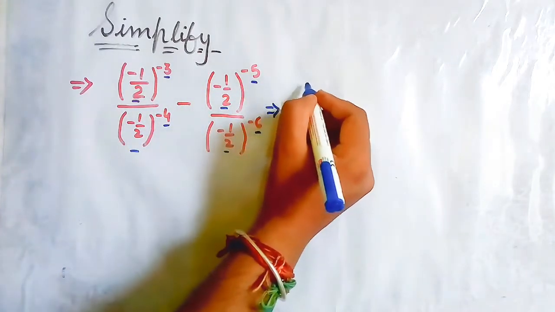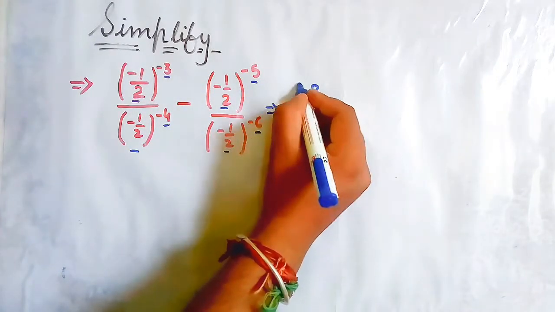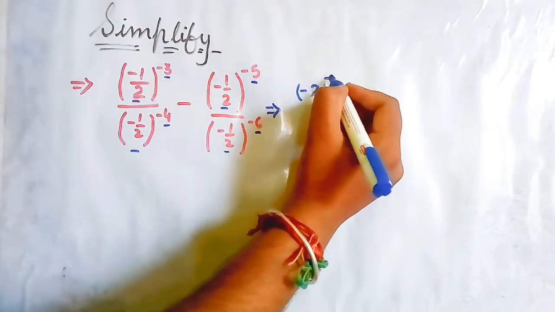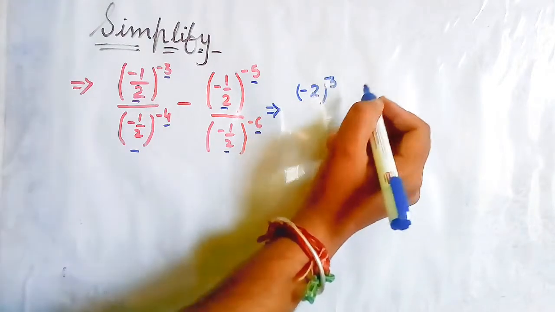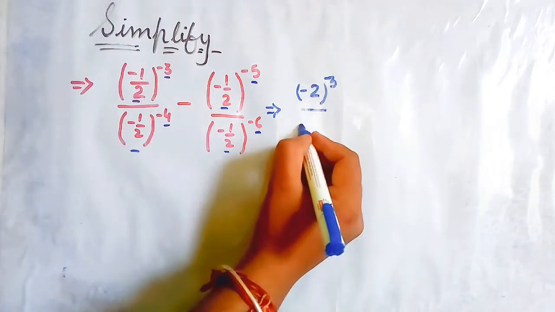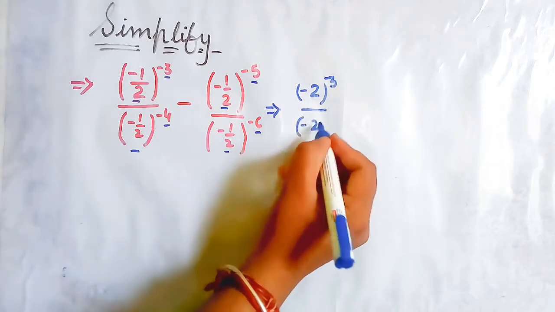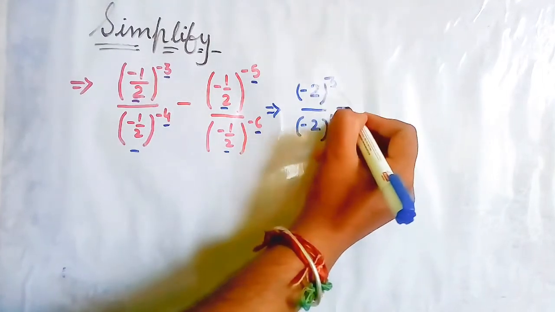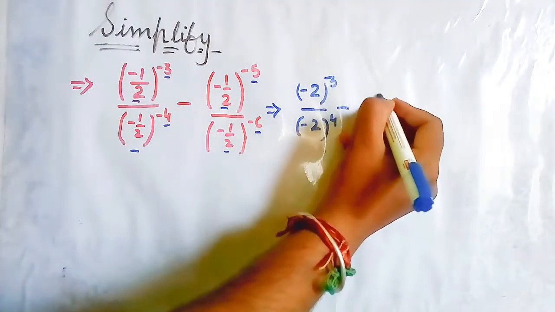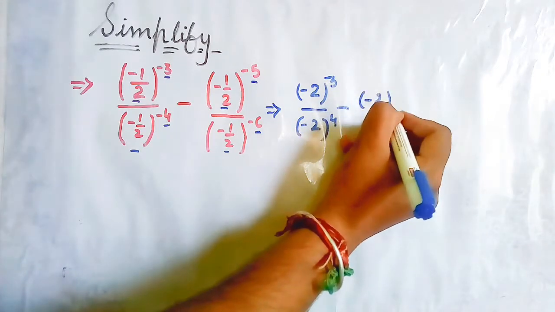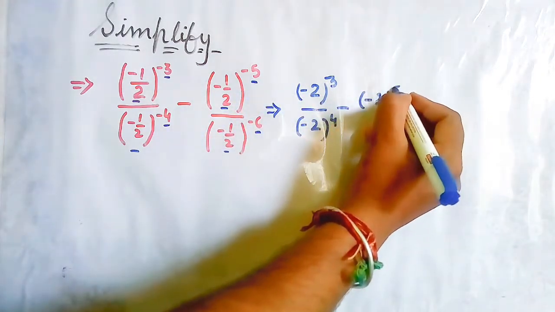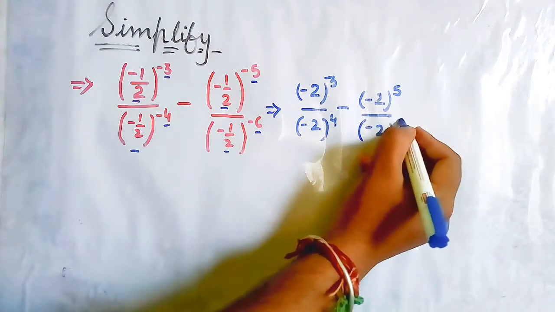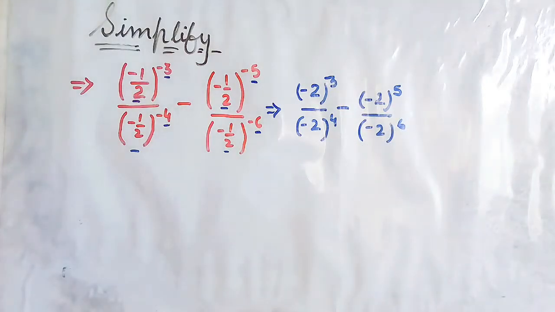So the reciprocal of -1/2 is -2/1, which can be written as -2, whole raised to power, it will become positive now, it is 3. Same in the denominator, -2 raised to power 4, minus -2 raised to power 5 whole upon -2 raised to power 6.